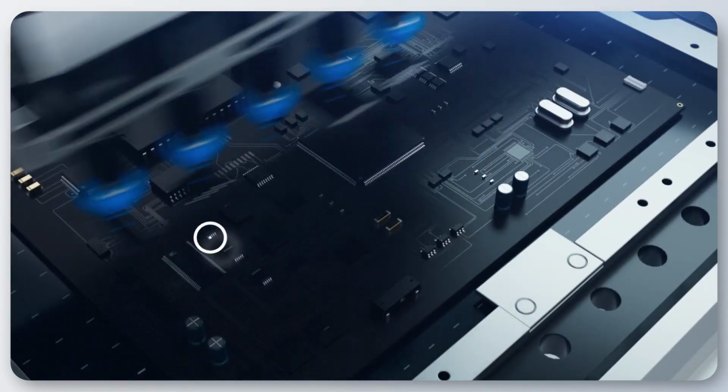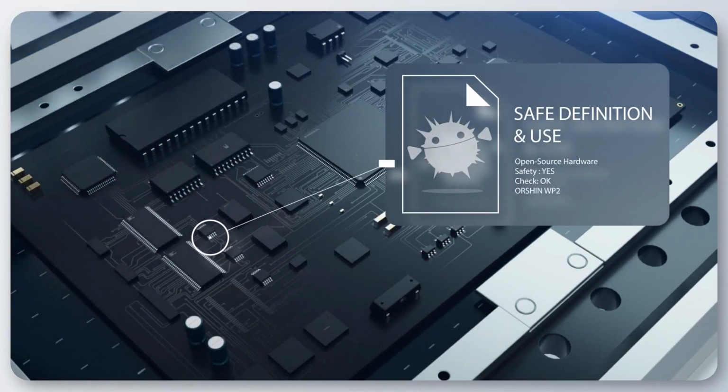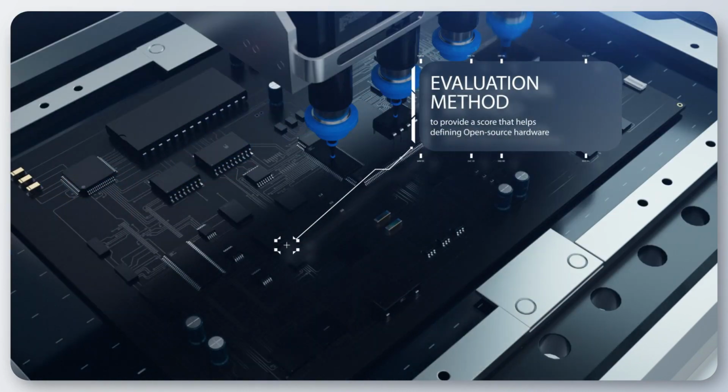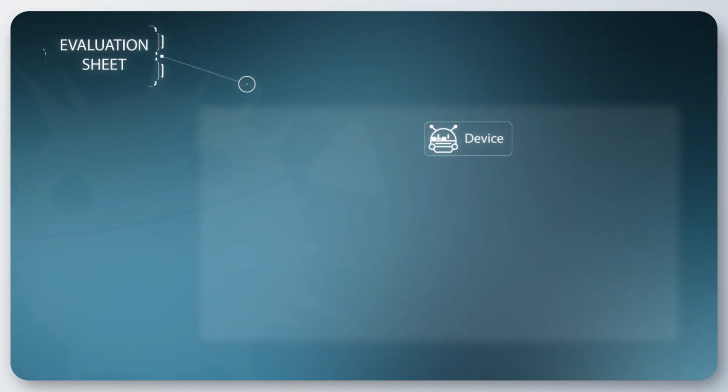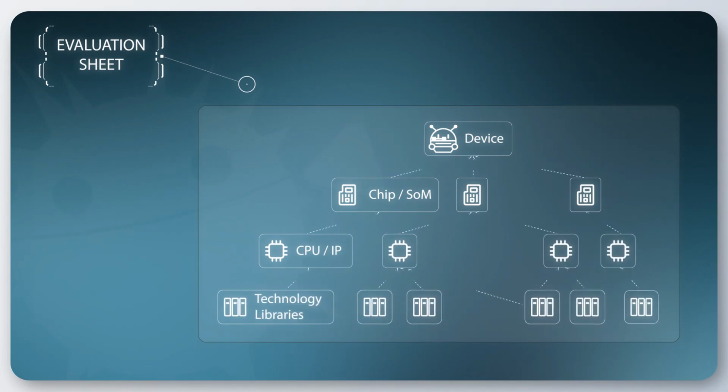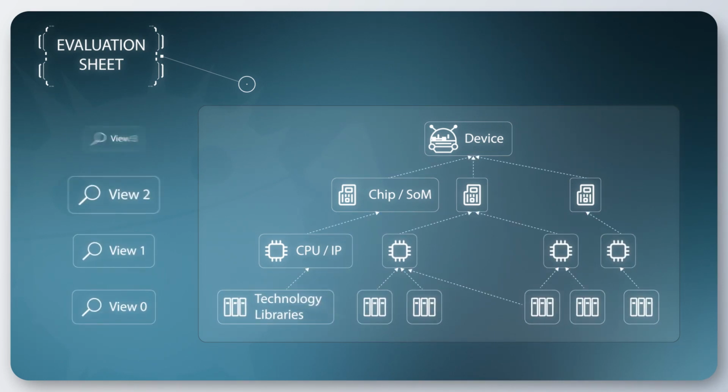For ensuring a safe definition and use of open source hardware, ORSHIN created an evaluation method that provides a score, which helps by defining open source hardware. Therefore, an evaluation sheet for the device, chip and system on module, CPU and IP and technology libraries was created. These various views are evaluated separately using defined properties.